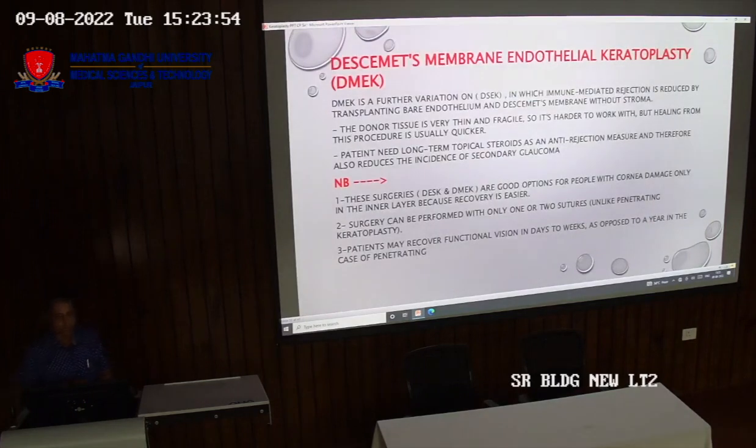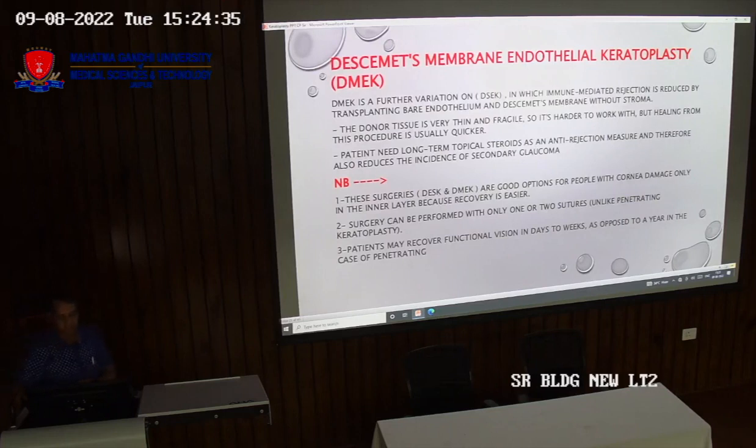Another type is the DMEK. Another is the DMEK, Descemet membrane endothelial keratoplasty. In DSEK, part of the stroma is also there, while in DMEK only endothelium and Descemet membrane are transplanted. DMEK is a further variation of DSEK in which immune-mediated rejection is reduced by transplanting bare endothelium and Descemet membrane without stroma. This donor tissue is very thin and fragile, so it is harder to work with, but healing from this procedure is usually quicker. Patients need long-term topical steroids as anti-rejection measures.